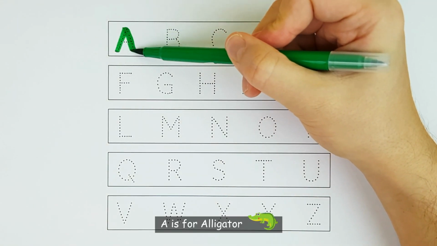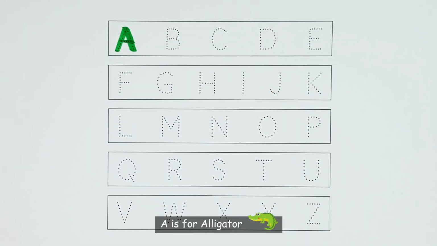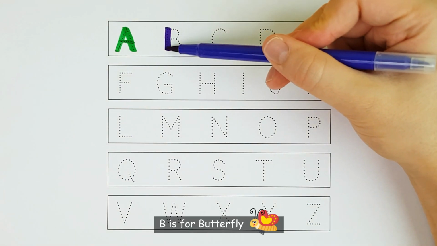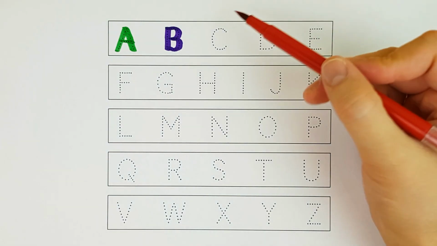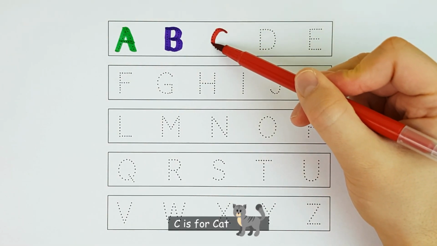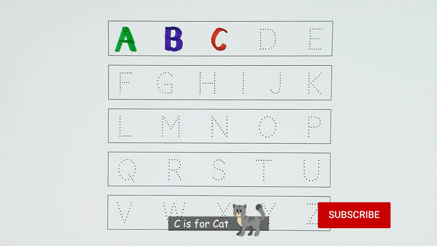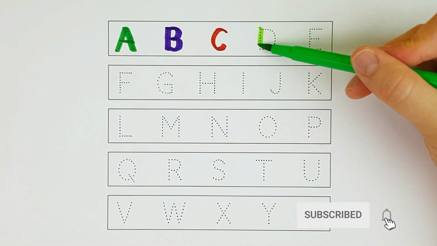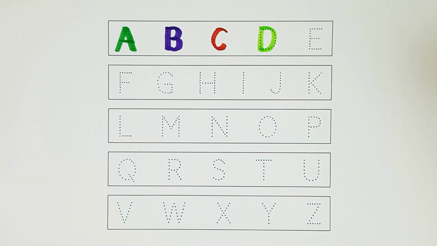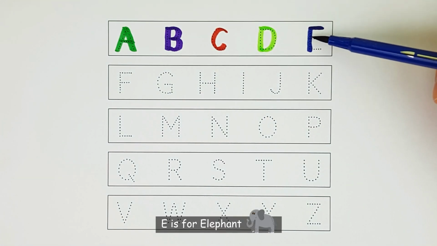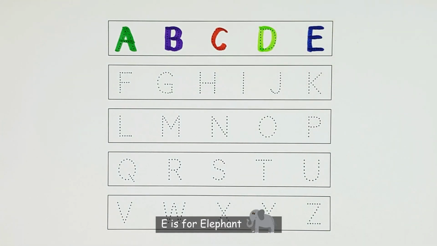A. A is for alligator. A. B. B is for butterfly. B. C. C is for cat. C. D. D is for dolphin. D. E. E is for elephant. E.